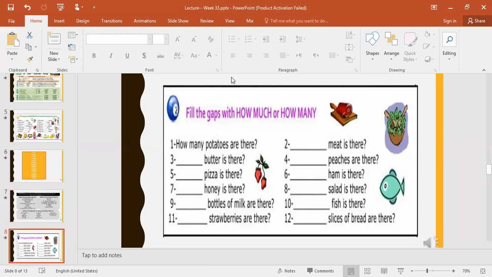Now, you have this exercise. You have to fill the gaps with how much and how many. First of all, who can tell me what is the difference between how much and how many? I want you to tell me now, before solving the exercise, because this exercise is added to explain the difference between them. Does anybody know what is the difference? Yes, who can tell me?